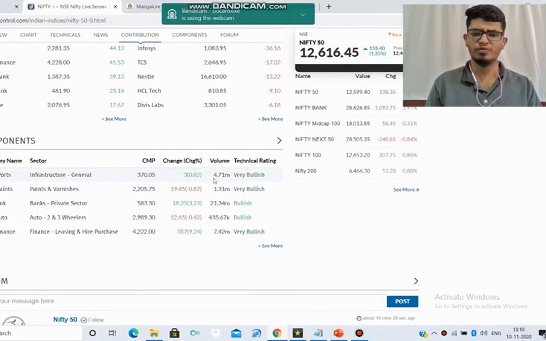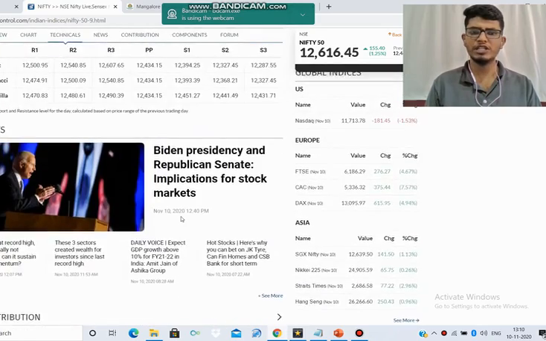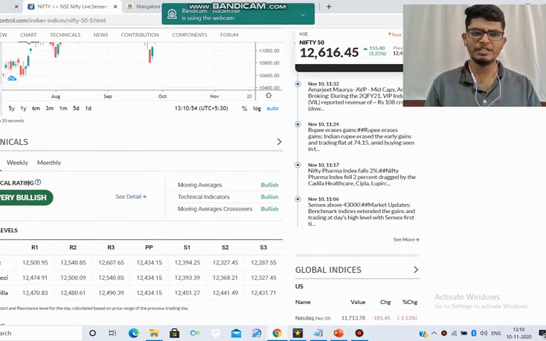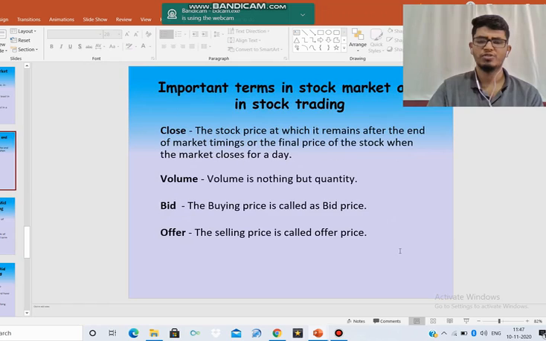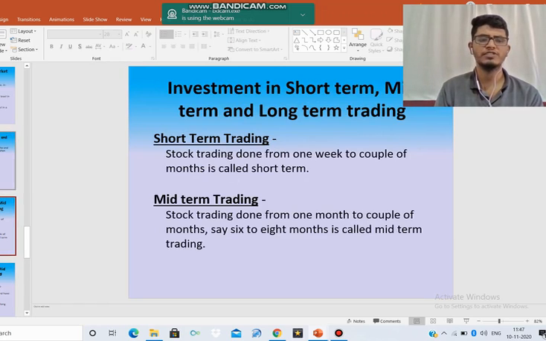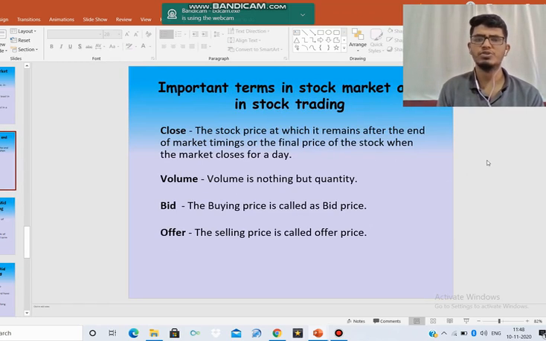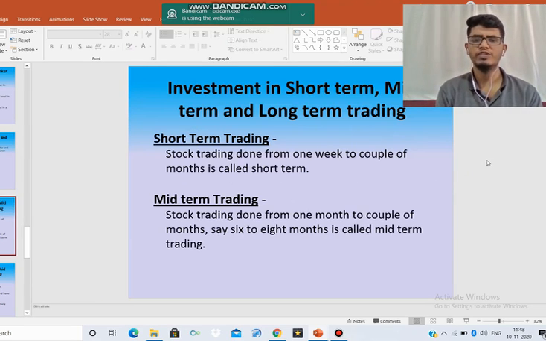See here, 4.7 billion stocks, and the very bullish information, that is the technical ratings. You can even get the technical indicators here itself. Technical indicators are an aspect of unit 3, so we will go into that after completing this unit. So these are the terms used in the stock market. That's it for today's class. In coming classes we are going to discuss investment in short term, mid term and long term.